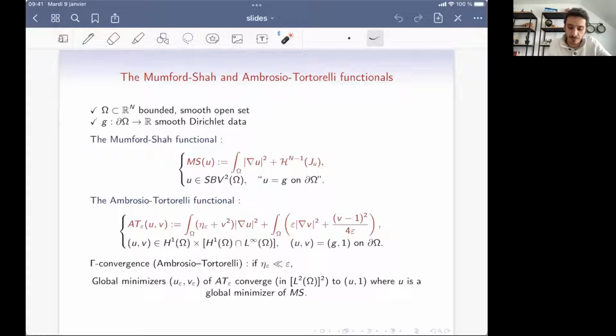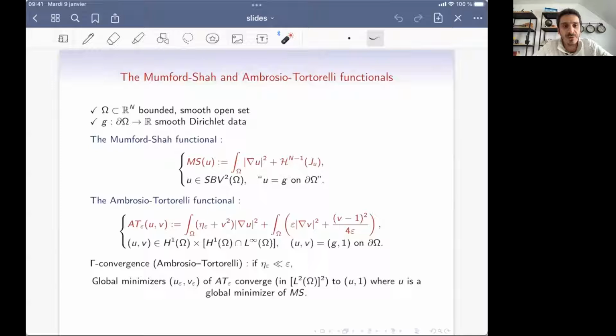And so I impose boundary conditions that U should be equal to g on the boundary. So I put it in quotation marks because, as you may know, in this type of free discontinuity problem, one should rather add a surface energy on the boundary. But I will not focus on this type of things.